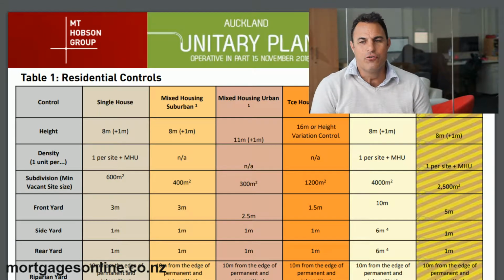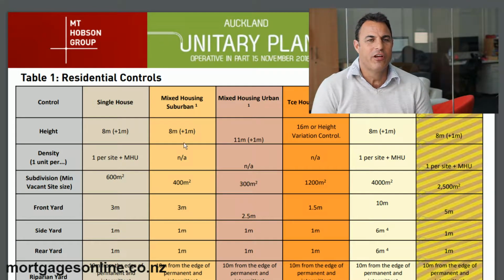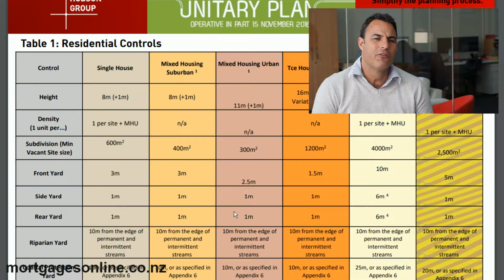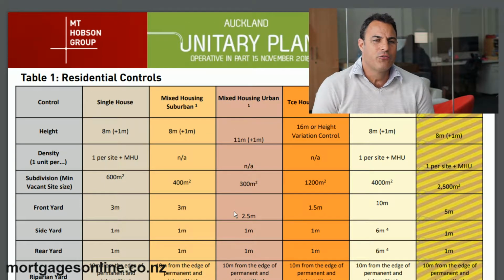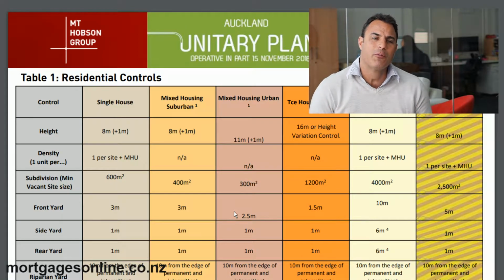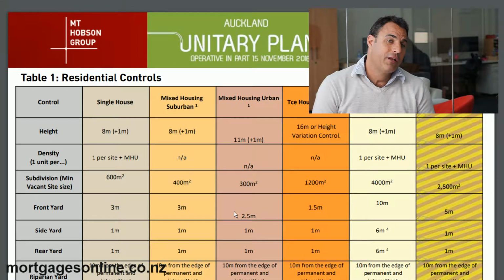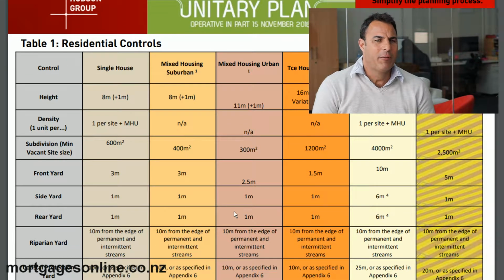So the Unitary Plan has been a significant changer, and we're now seeing the results of it. Go down any suburban street and you'll start to see terrace house developments and small apartment buildings being built. That is the Unitary Plan. I would say that 80% of the sites in suburban Auckland have development potential.